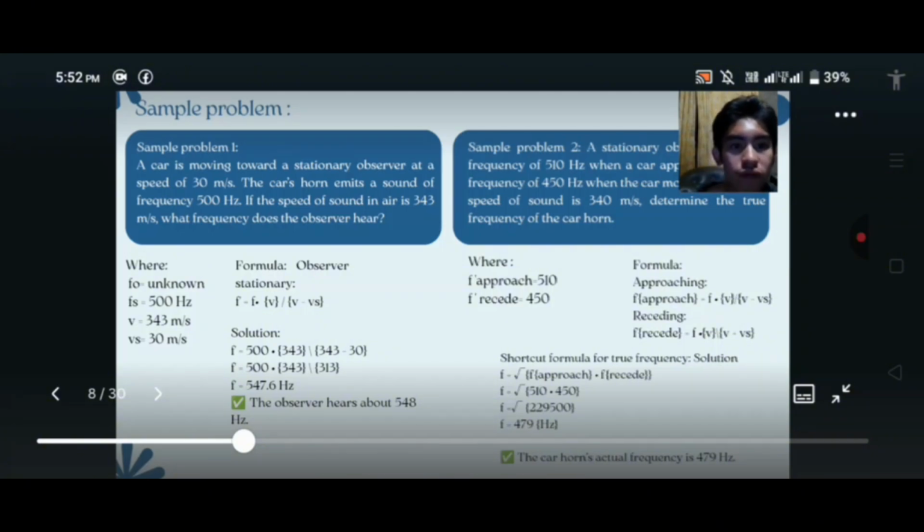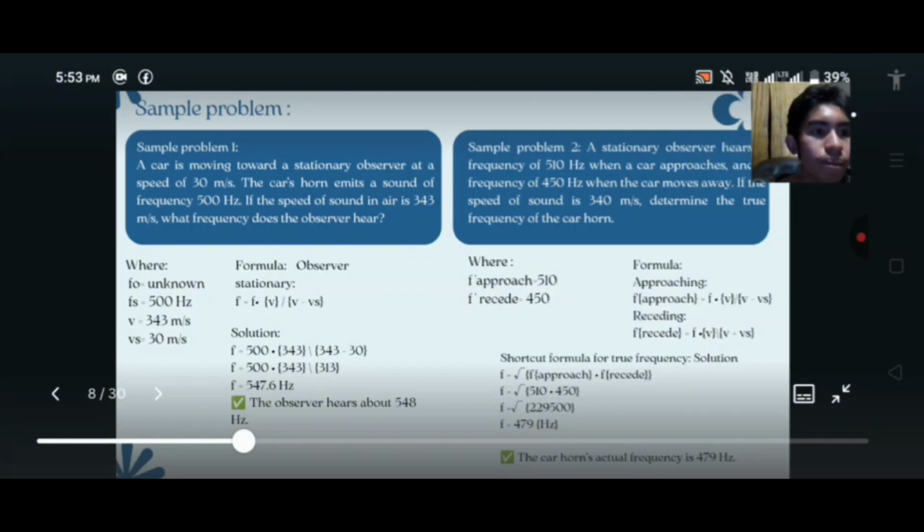Okay, formula, observer stationary: the observer frequency is equal to F times V divided by V minus Vs. So the solution: F observer is equal to 500 times 343 divided by 343 minus 30, which is 500 times 343 divided by 313, which is equal to 547.6 Hertz. So the observer hears about 548 Hertz.